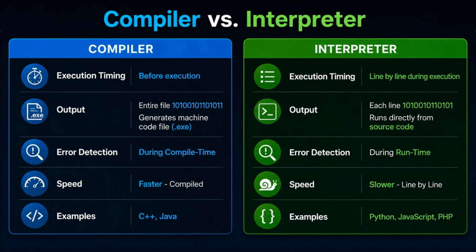A compiler translates the entire program into machine code before execution, producing a file like .exe. Errors are caught at compile time, and since it's pre-translated, it runs faster. C++ and Java are compiled. An interpreter translates and runs code line by line during execution, directly from the source code. Errors only show up at runtime, and it's slower since there's no pre-compiled file. Python, JavaScript, and PHP are interpreted.